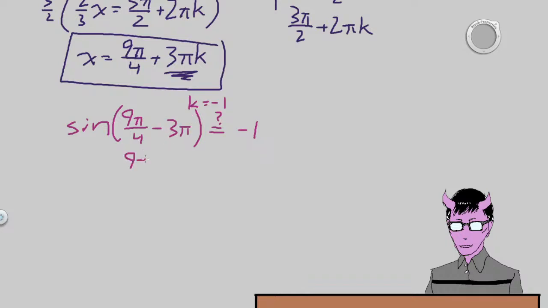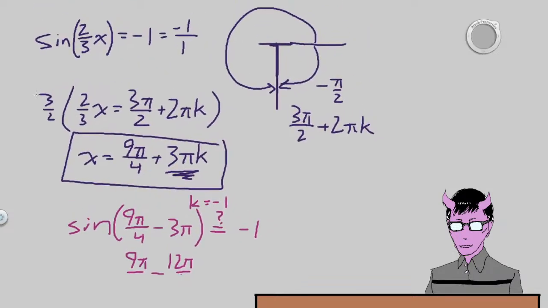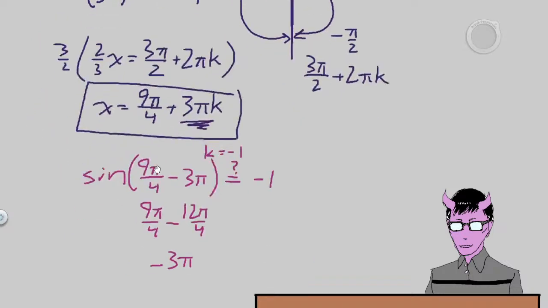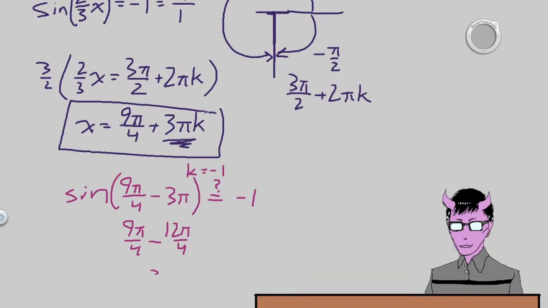What is that? That's going to be 9 pi over 4 minus top and bottom times 4, so minus 12 pi over 4. And thus do we get negative pi over 3. Wait, negative pi over 4. Wait, am I tripping? Oh, because we had a 2 right here. Yeah. Oh, I almost forgot. So here's where I almost goofed up, right?